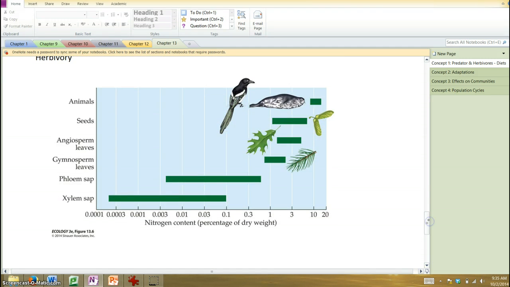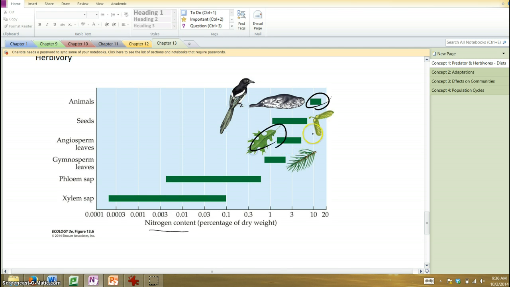Herbivores have to go out there, of course, and find food, and the food varies a great deal in nutritional quality. This is looking at the nitrogen content of different kinds of foods. Of course, animals themselves have lots of nitrogen in them. Plants less so, but they vary a great deal in the parts of their plants that have a lot of nitrogen. What is it that herbivores mostly eat?